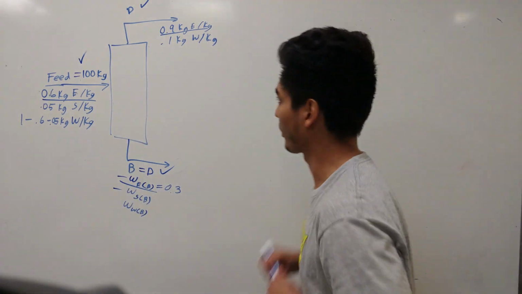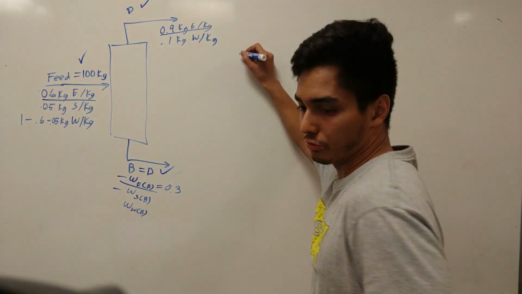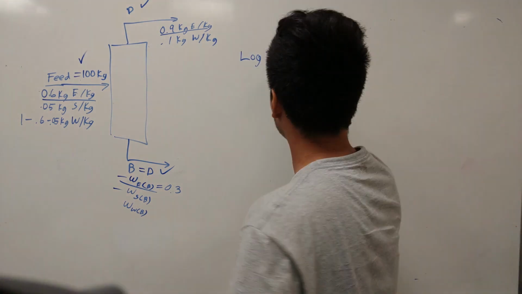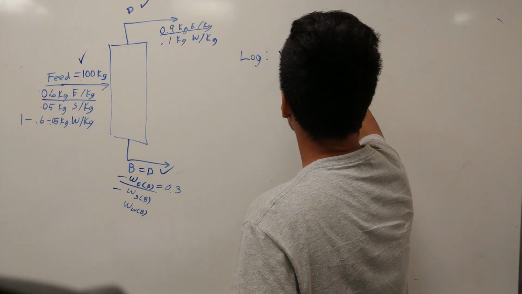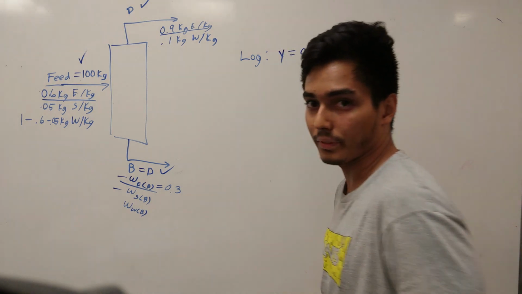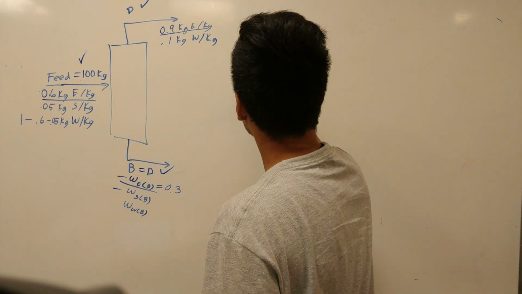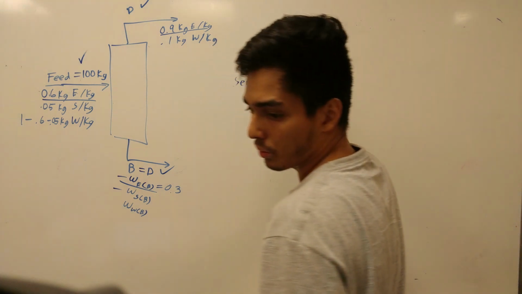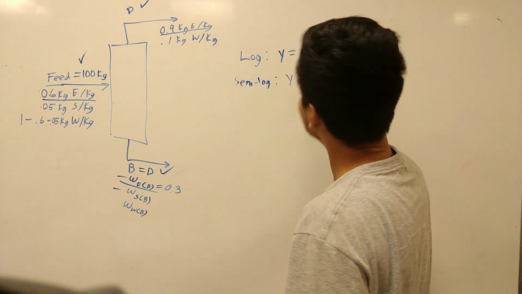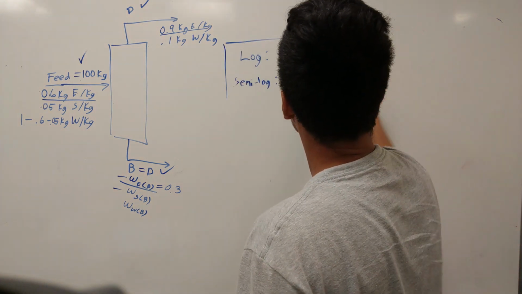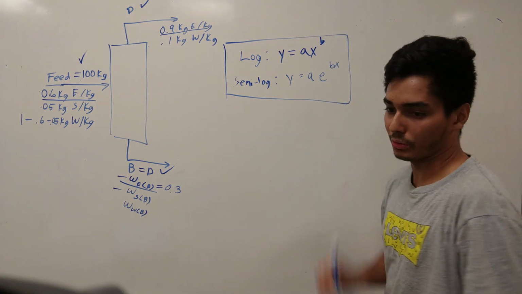All right, so please box this, write this down. So for logarithmic axis, you're going to use this equation: y equals a x to the b. All right? And for semi-log, you're going to use y equals a e to the bx. So please box that. All right? So what does that mean?